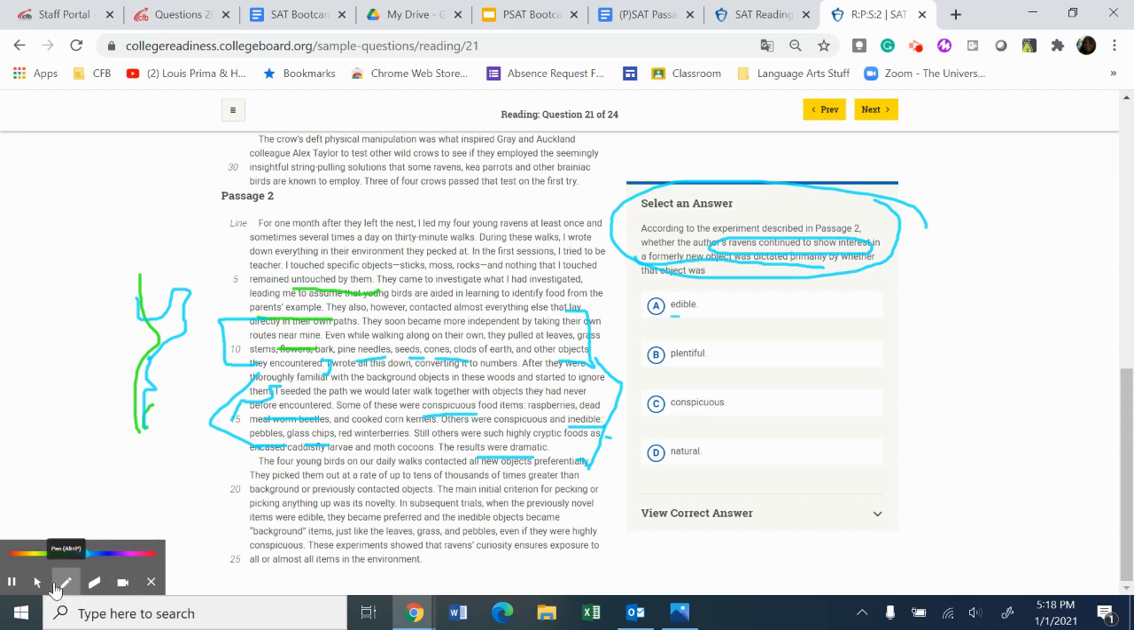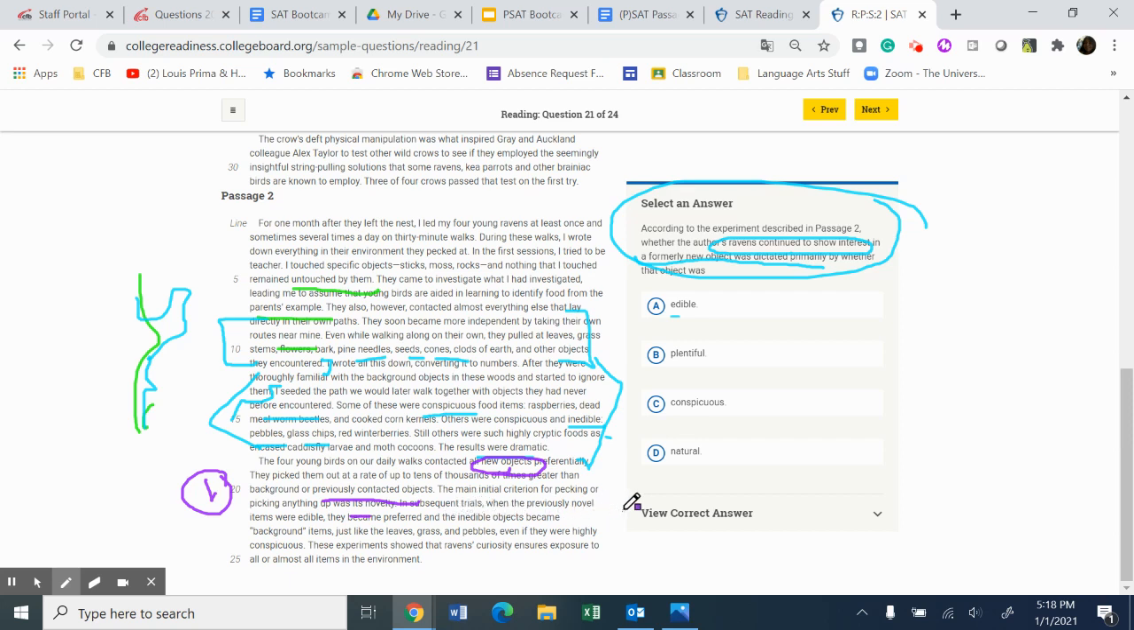So here we go. Here's the important part. So we're going to find out what the results were here. The 4 young birds on our daily walks contacted the new objects preferentially. They picked them out at a rate of up to tens of thousands of times greater than background and previously contacted objects. So it looks like they like new objects. The main initial criterion for pecking or picking anything up was its novelty. So the first thing that we discovered from this was that if it's new.